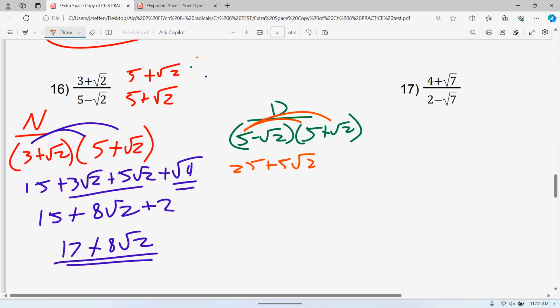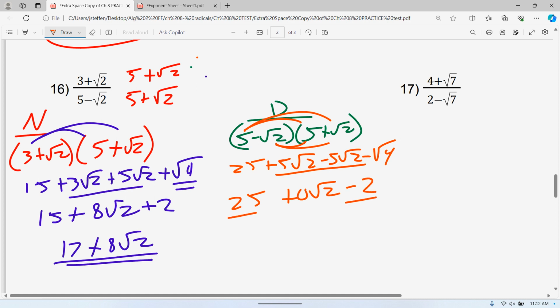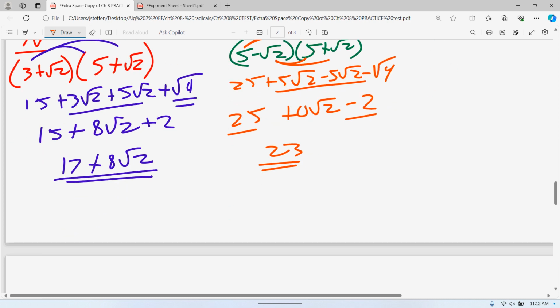Root 2. Negative root 2 and positive root 2 is negative root 4. The square root of 5 cancels, so you don't actually have to write that step. I just didn't know if it was helpful to do that. Square root of 4 is 2, so 25 minus 2 is 23. So just don't forget then your answer for this one is 17 plus 8 root 2 over 23.